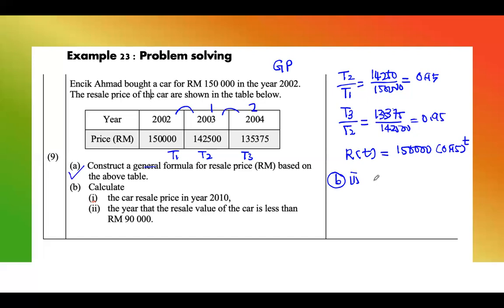For B, B1, what is the car resale price in 2010? So we want to find what is the T here. So the T is from 2002 to 2010, that is 8 years. So you can see here 02, 03, 04, 05, 06, 7, 8, 9, and 10. So there's first year, second year, third year, fourth year, fifth year, 6, 7, and 8. So T is 8. So you substitute T as 8.